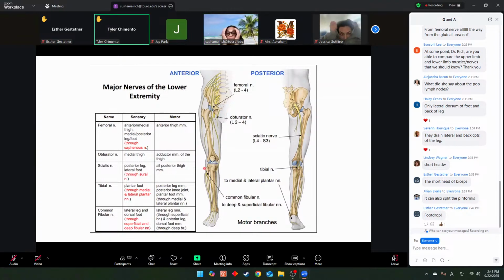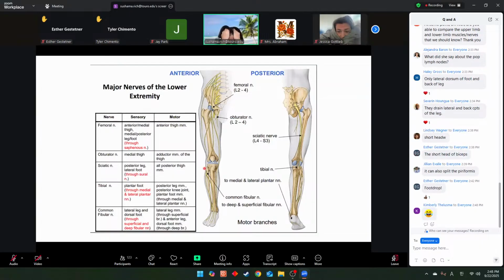Hi, I just had a question. I was doing the Sketchy lower limb innervations, and it was talking about bladder and bowel incontinence in relation to the tibial nerve. Do we need to know that, or is that beyond the scope of the exam? Absolutely beyond the scope of the exam. Okay, thank you.